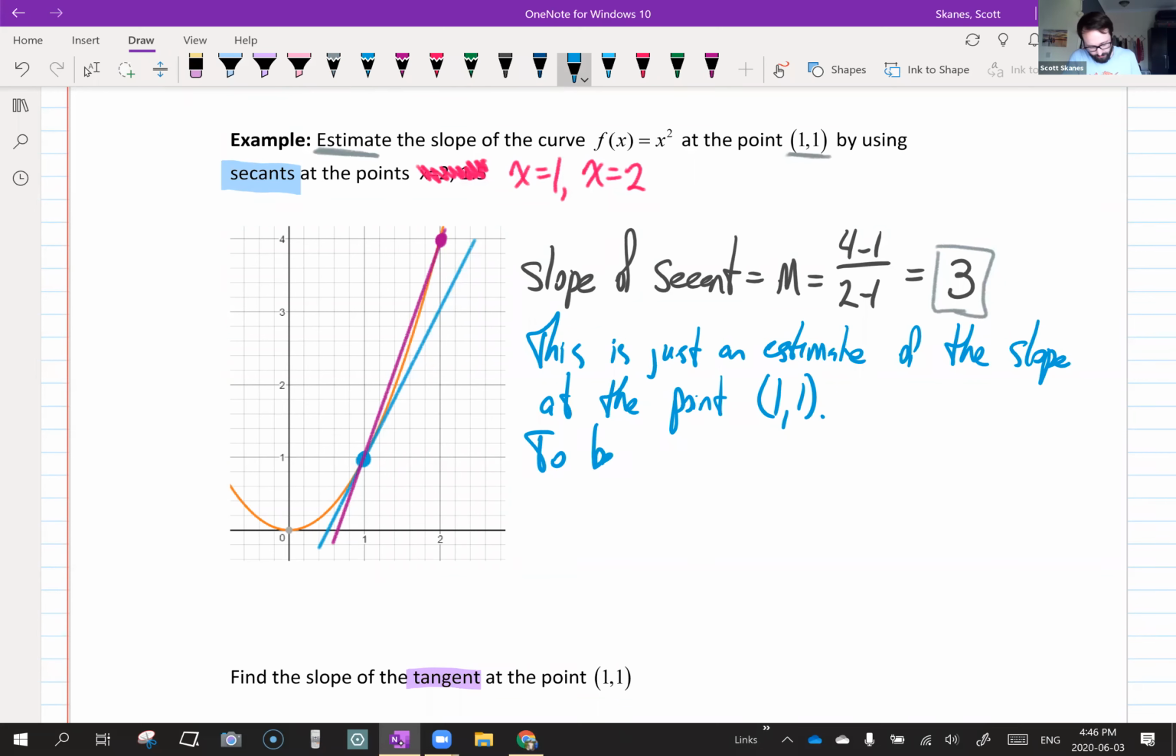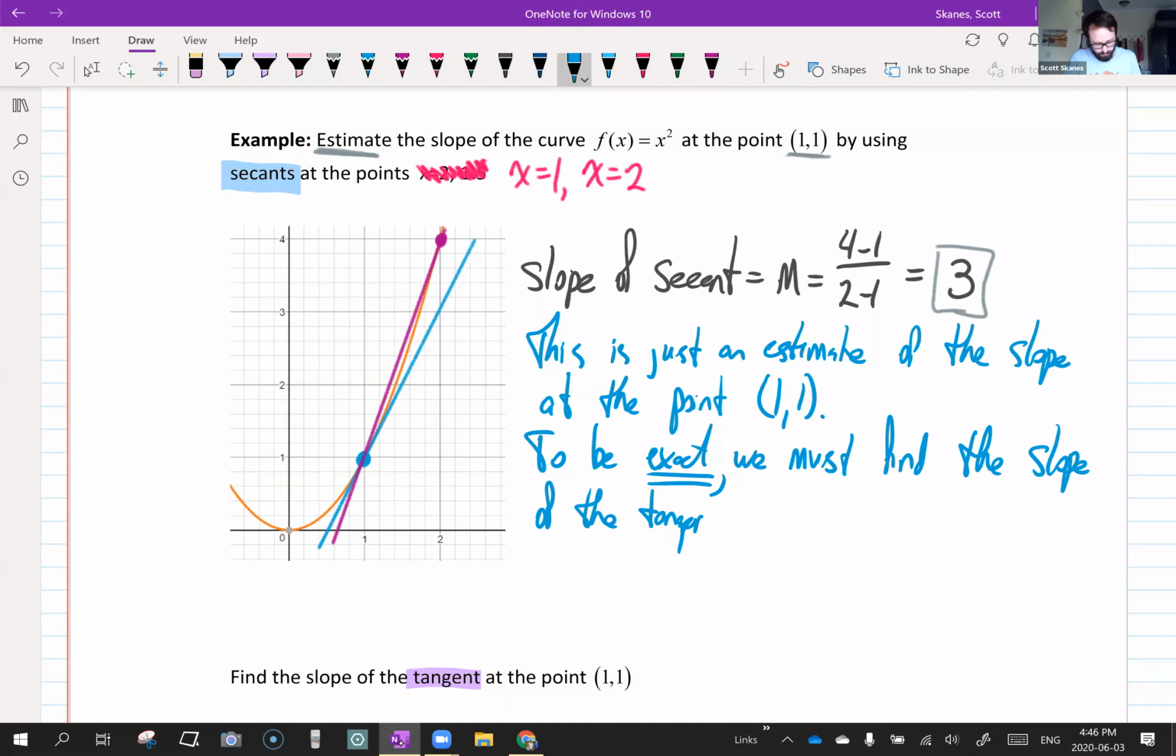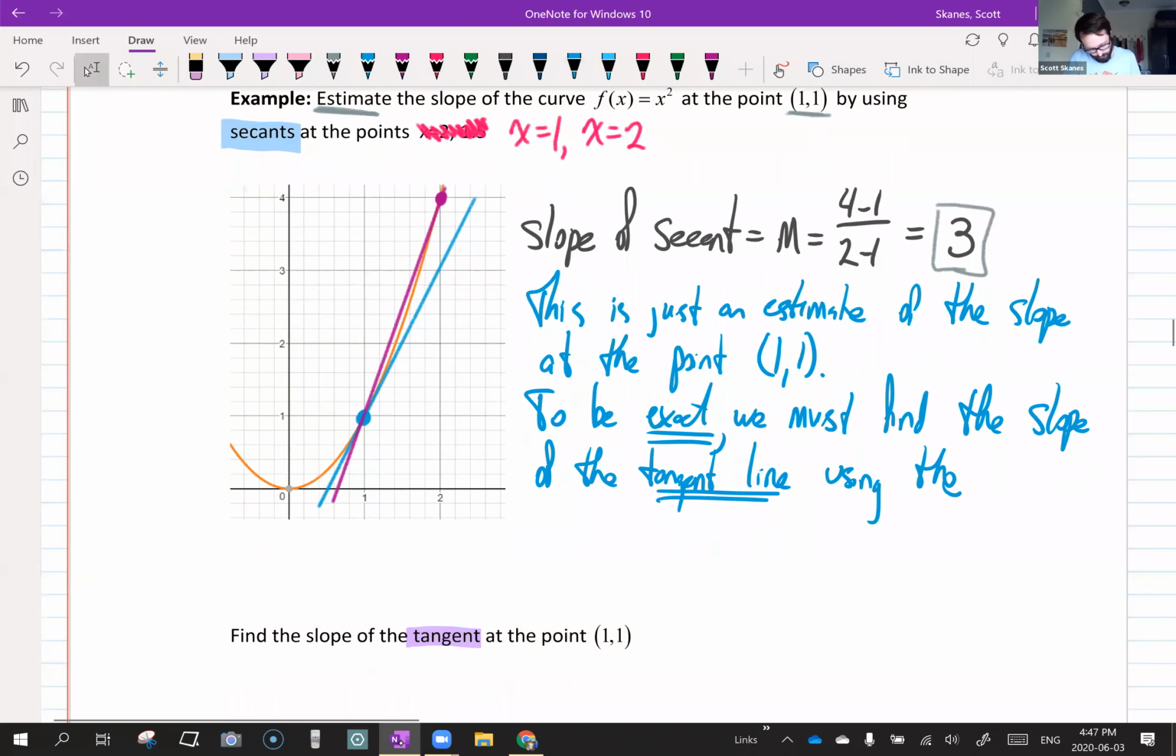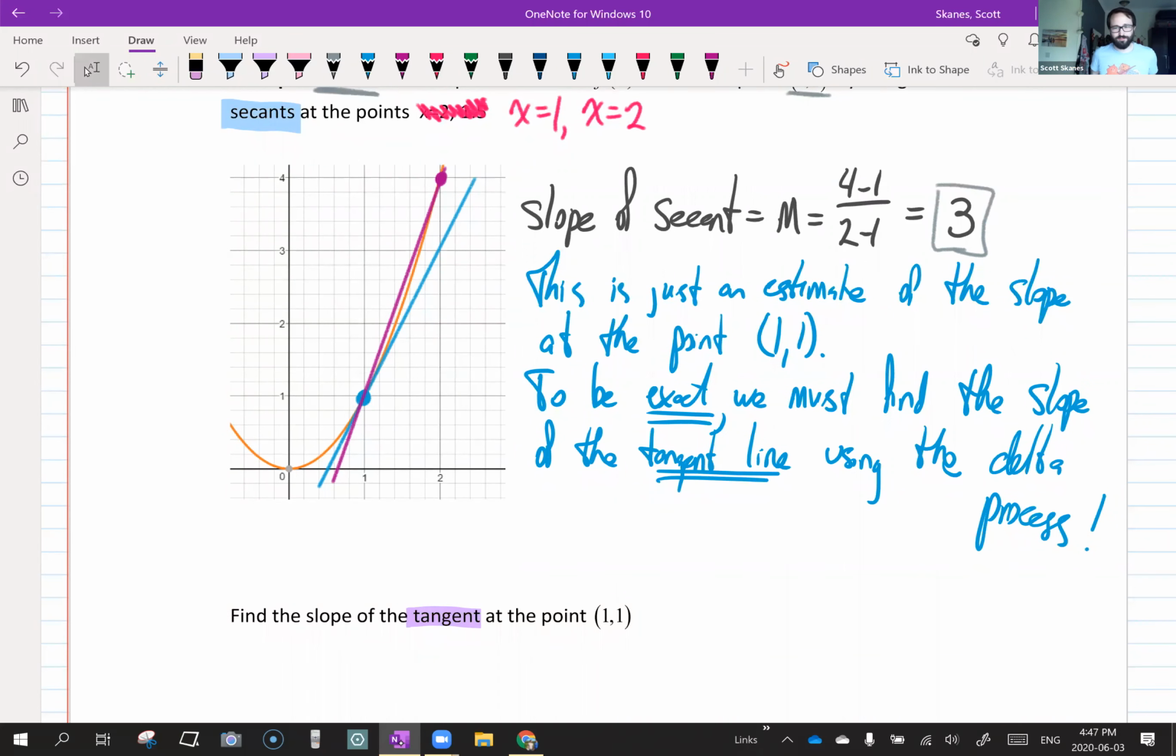To be exact, if we want the exact slope, we must find the slope of the tangent line using the delta process, also known as the derivative. Okay, so I'm going to show you how the delta process works. It might blow your mind a little bit.